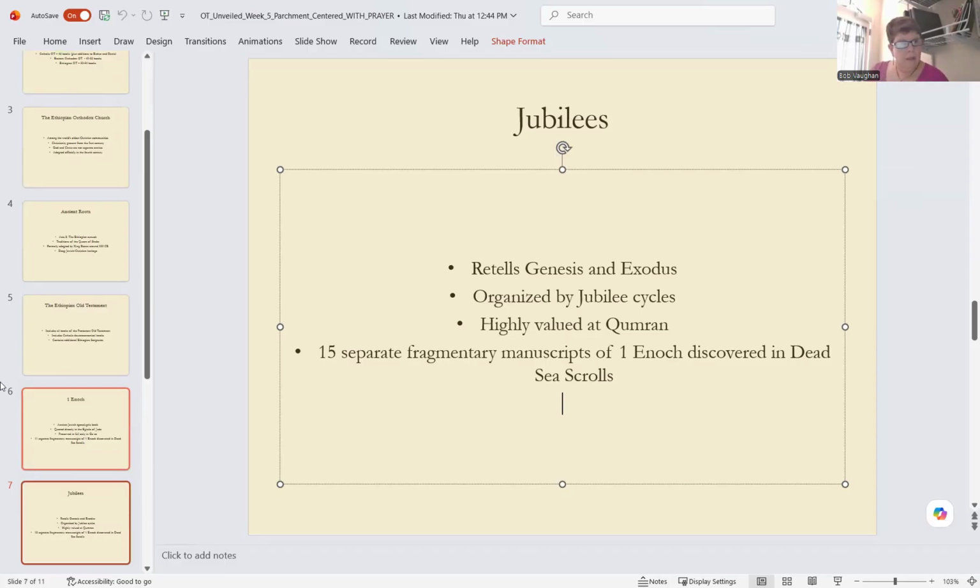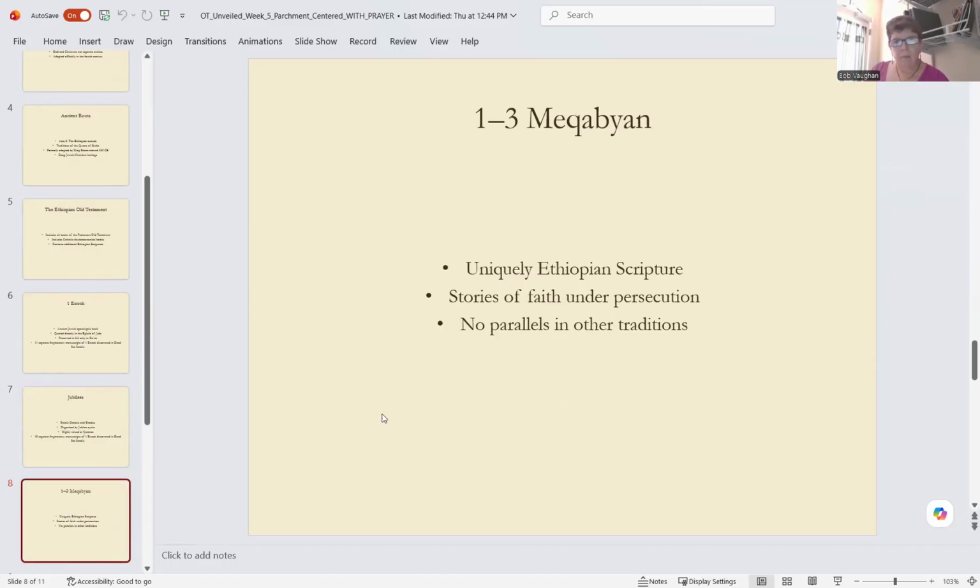So here is where things get even more interesting. The Ethiopian Old Testament has books that are completely unique to them. They're not represented in the Dead Sea Scrolls. They're not referenced by the early church fathers, but they're considered canon and scripture by the Ethiopian church.